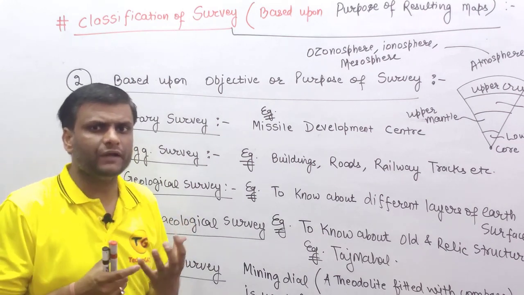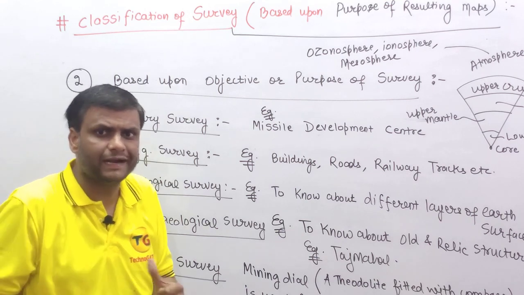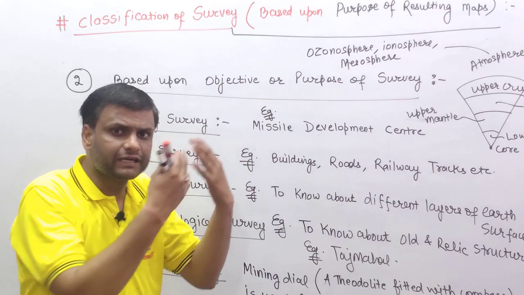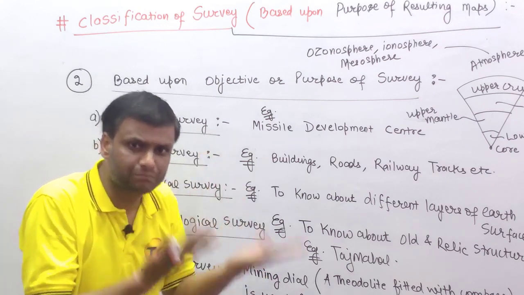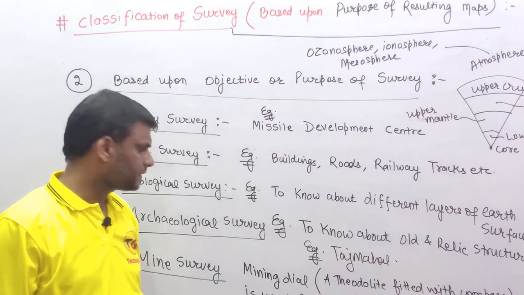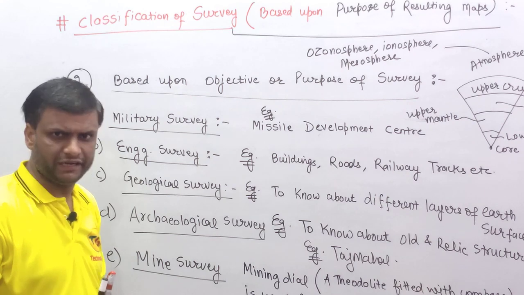And to perform different mining operations, to know about the exact material at that particular location, at that particular mine, the survey performed is called the mining survey. And for the mining survey, the instrument used is called a mining dial.